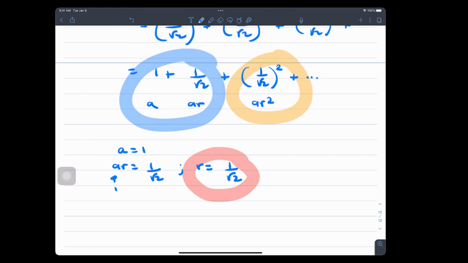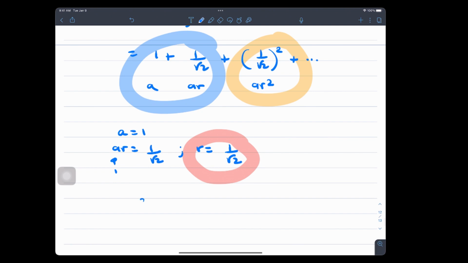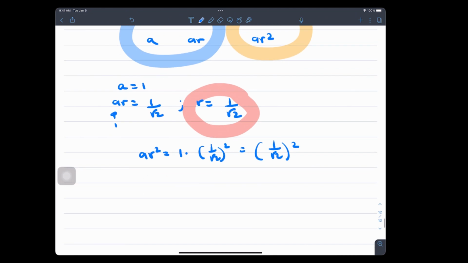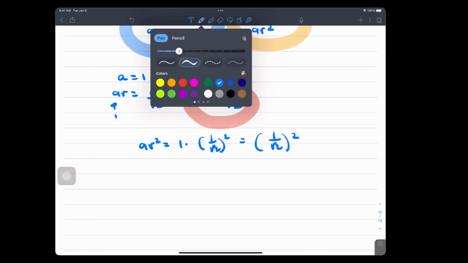So if this is geometric again, what do we know? AR squared should be what? 1 times 1 over the square root of 2 squared, which will be 1 over the square root of 2 squared. So what did we just show? That this is another what? This is a geometric series.